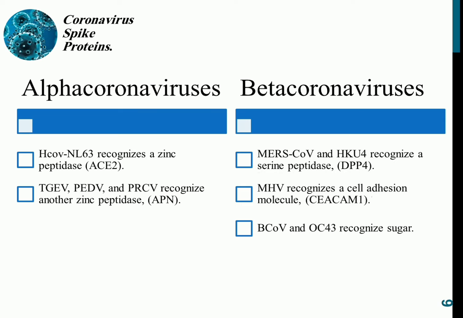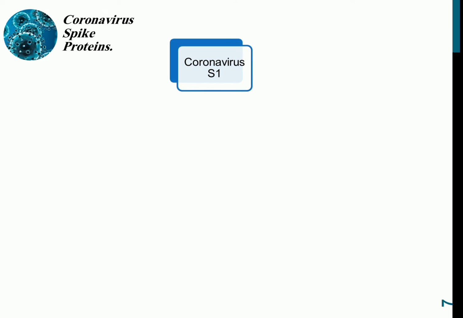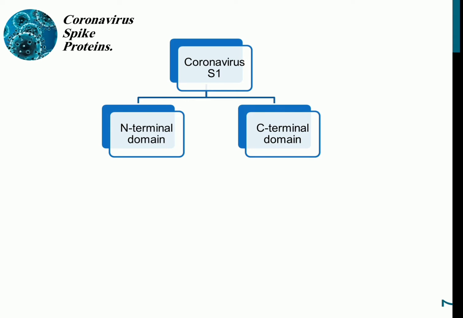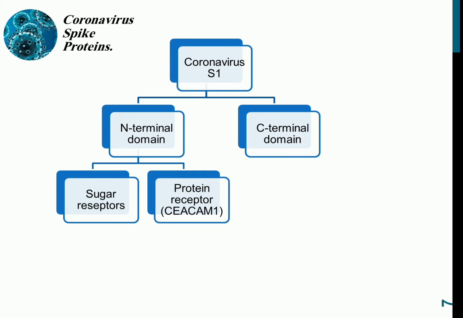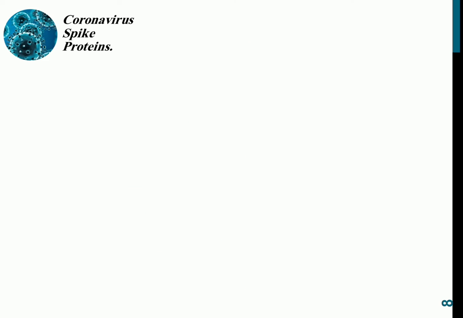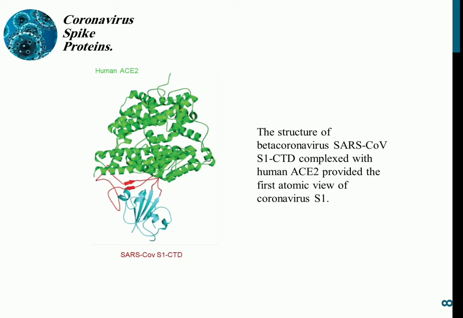Other than their role in viral attachment, these coronavirus receptors have their own physiological functions. Two major domains in coronavirus S1, N-terminal domain S1-NTD and C-terminal domain S1-CTD, have been identified. One or both of these S1 domains potentially bind receptors and function as the receptor binding domain, RBD. S1-NTDs are responsible for binding sugar, with the only known exception being beta coronavirus MHV S1-NTD that recognizes a protein receptor, CEACAM1. S1-CTDs are responsible for recognizing protein receptors ACE2, APN, and DPP4. The structure of beta coronavirus SARS coronavirus S1-CTD complex with the human ACE2 provided the first atomic view of coronavirus S1.